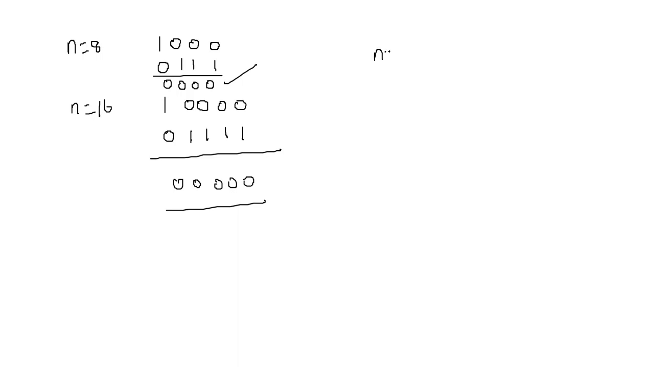Let us take my n value as 5. So the binary representation of 5 is 1, 0, 1. This is the binary representation of 5. So when I perform AND operation with n minus 1, n minus 1 value is 4. So 1, 0, 0. When I perform AND operation, I have got my answer is 4, which is not equal to 0. Then we can say that it is not a power of 2. This is the logic. Let's try to implement this as a program.